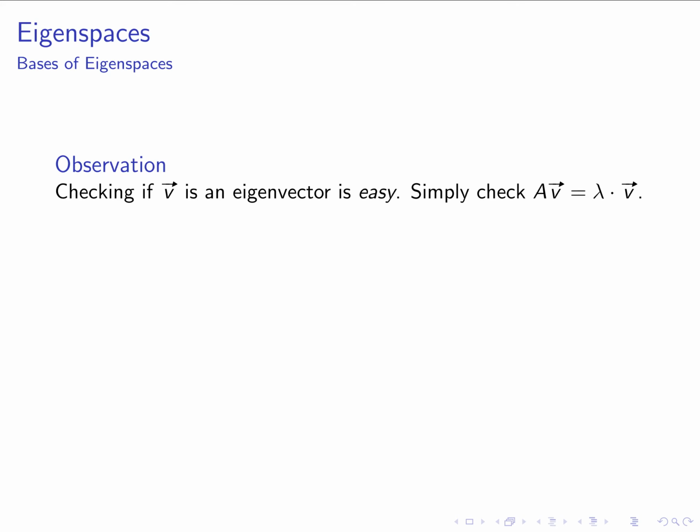Okay, so now let's talk about finding bases for eigenspaces. So the first thing to point out here is that it is easy to verify whether or not a given vector is an eigenvector of a matrix. If we're asked whether or not a vector v is an eigenvector of a matrix A, we need only check the equation A times v equals lambda times v.